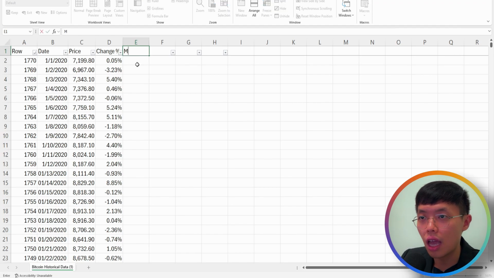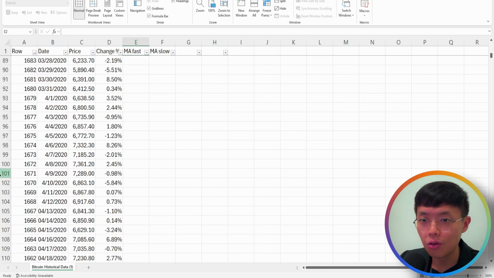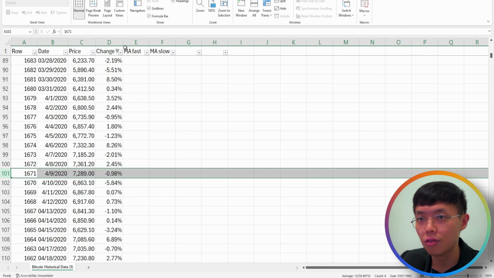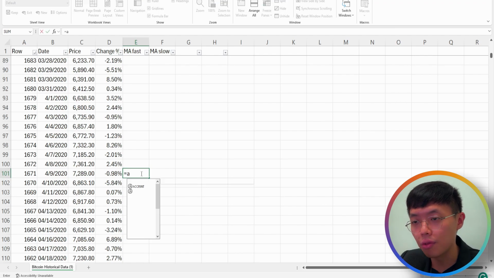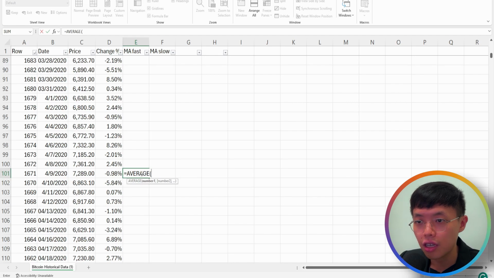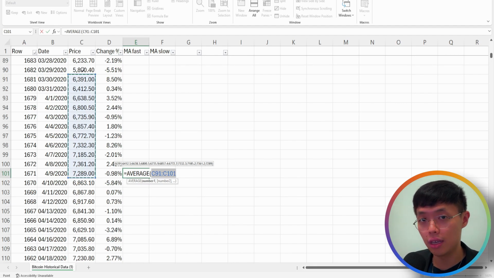So I'm gonna put MA fast for the fast one and MA slow for the slow moving average. I'm gonna go to row 101, since the first row is given as the header. Over here, I'm gonna start putting my average formula, averaging the data. Either you can select the data like this, but since we are running backtests, we want it to be dynamic. What does dynamic mean? For example, right now I have the average of this price right here.